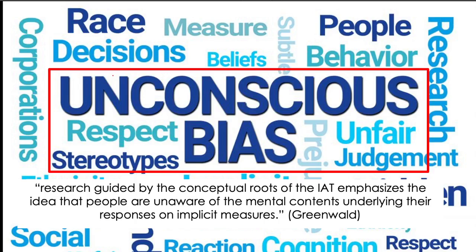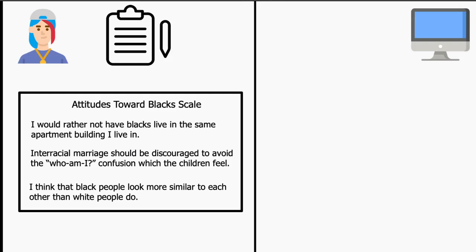Here's a quote by Greenwald: research guided by the conceptual roots of the IAT emphasizes the idea that people are unaware of the mental contents underlying their responses on implicit measures. So why was there, in the first or second generation of early research on the IAT, this idea of unconscious bias?